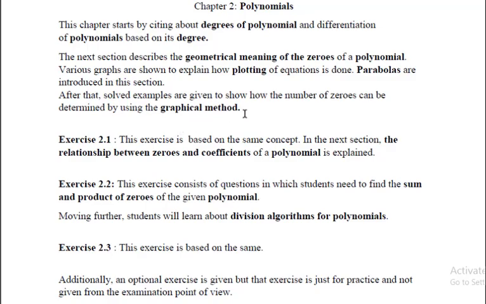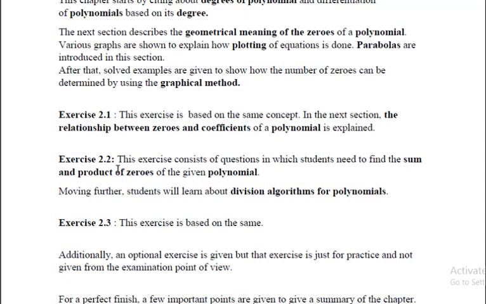By using this graphical method you will complete all the questions given in exercise 2.1, and after completion of this exercise you will go on to the next section, that is the relationship between zeros and coefficients of a polynomial. It will be clearly explained after this exercise 2.1. Then after completion of these 2 topics you will move on to exercise 2.2.